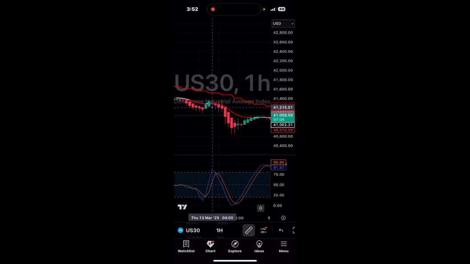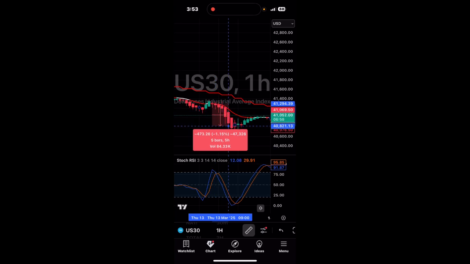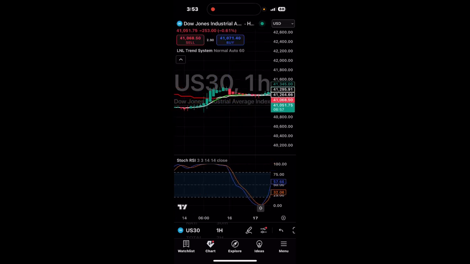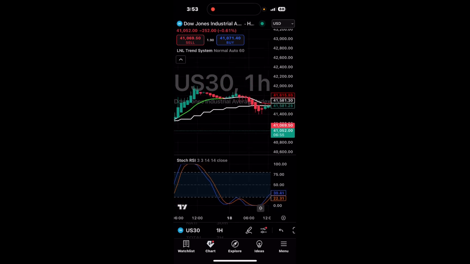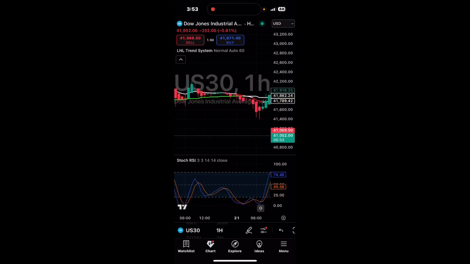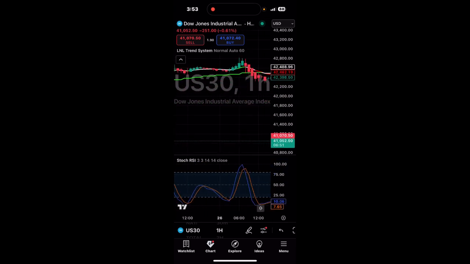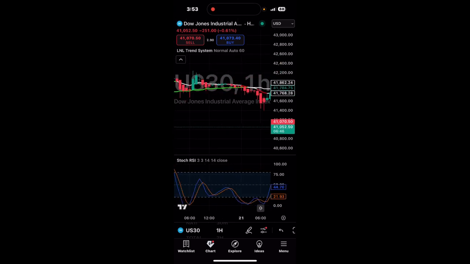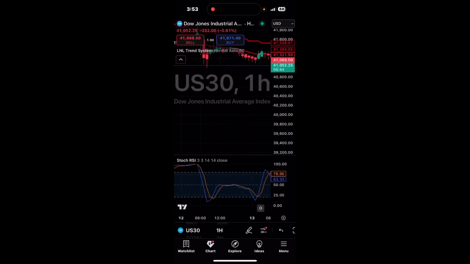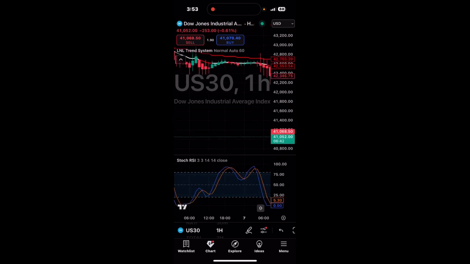Then you got this moment right here. This one is $473. And then you just get the general idea. If you miss anything on the LNL trend system, you follow the stochastic. So the same thing for downtrend is the same thing for uptrend.